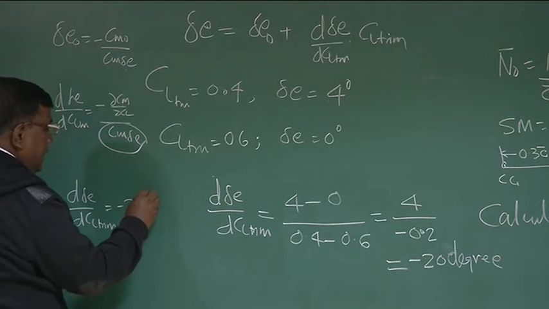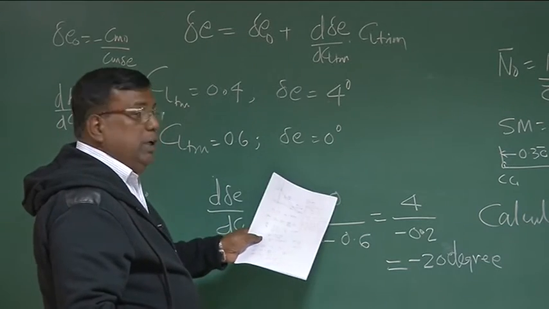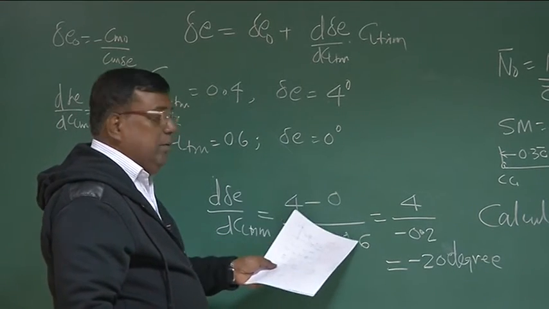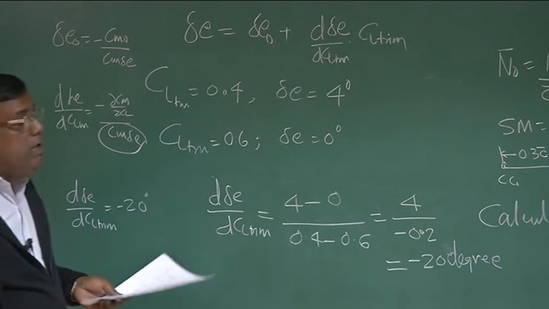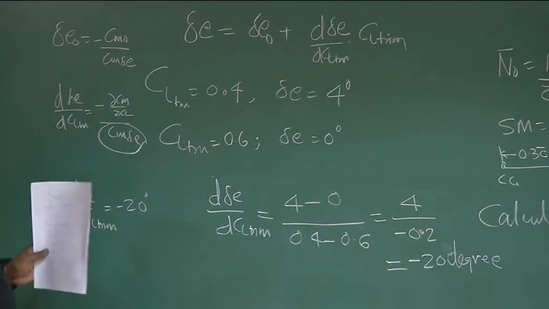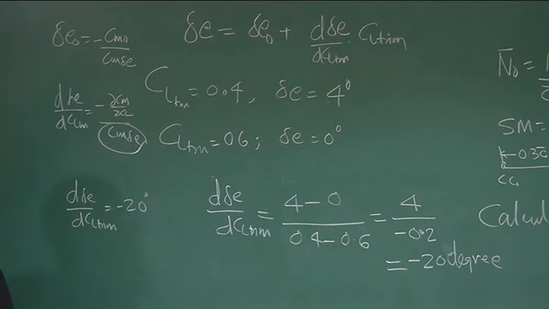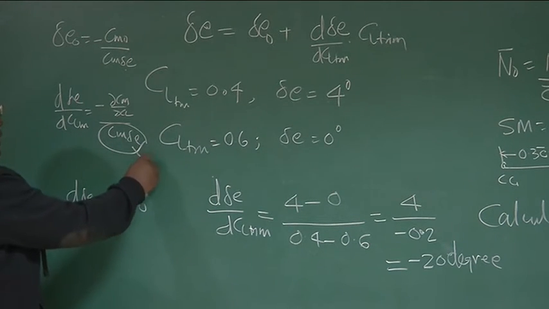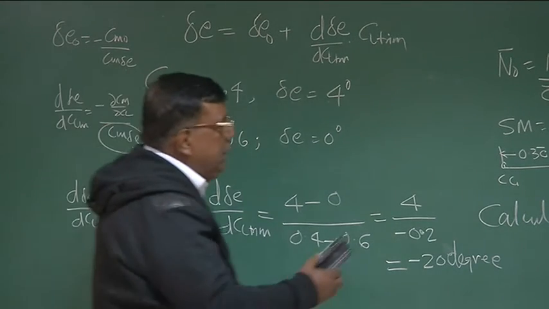Why 20 degree? You can see this is 4 degree, 0 degree, and CL is non-dimensional, has no dimension. So the unit is degree, minus 20 degrees. Very, very important: you must not lose sight of the units. Now once you know this, what is our aim? Our aim is to find Cm delta E. So let us go for the next step.